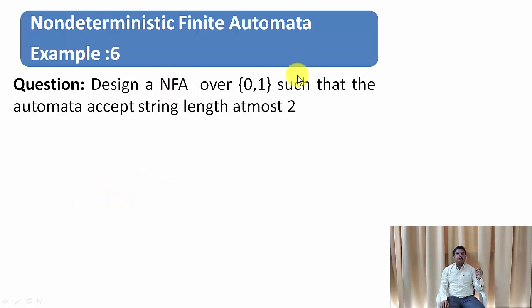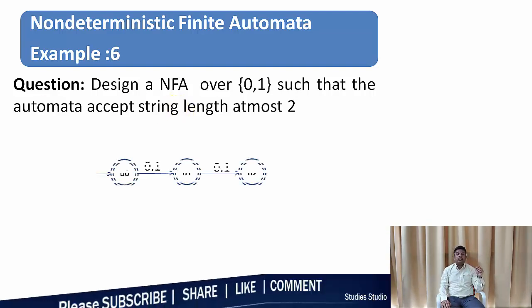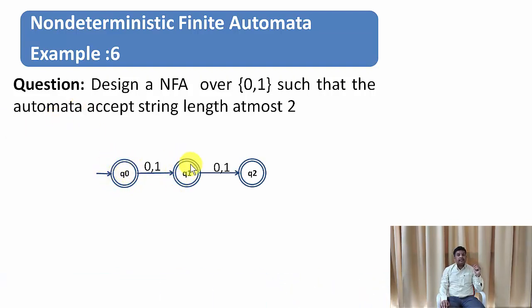Let us design an NFA over 0 and 1 such that the automata accepts string length at most 2. We'll be having an NFA whose maximum length is 2. It's supposed to accept any string of length 0 or 1 or 2, but not more than 2. So this is also very easy. We'll take the starting state as final state, the first state Q1 as final state, and Q2 also as final state. And on each of these states, we are defining a transition over 0 and 1, because we are saying at most 2. I want you to draw the transition table for this NFA also.